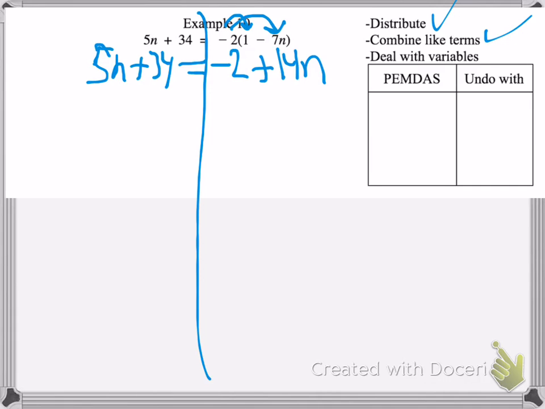Then we need to deal with the variables. So I'm going to subtract 5n from the left. If I do that, I have to subtract 5n from the right.